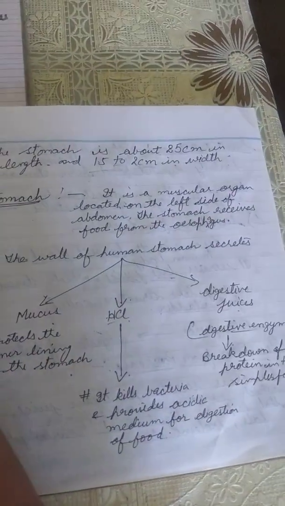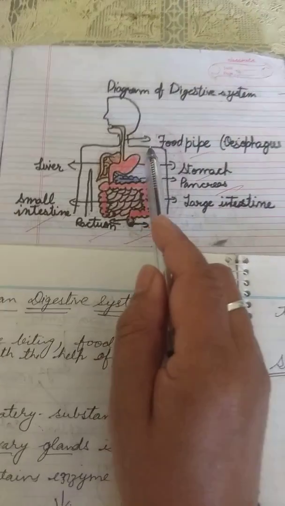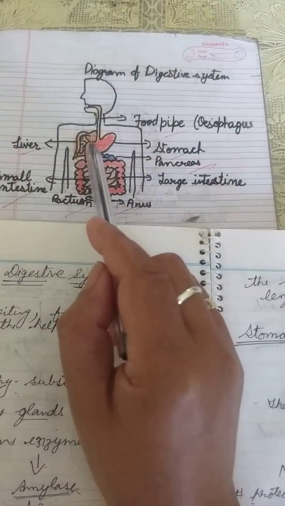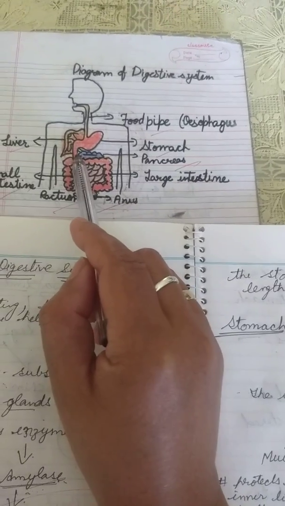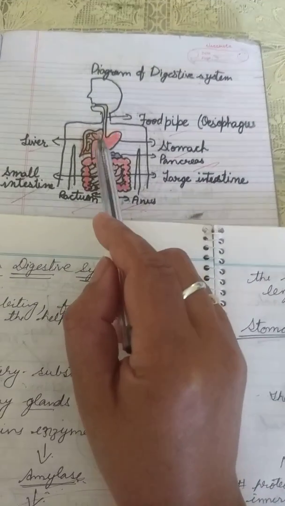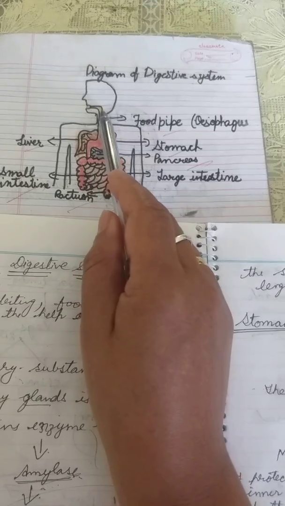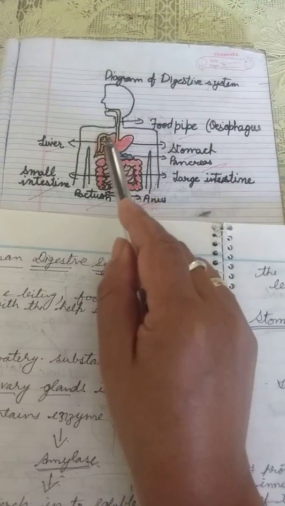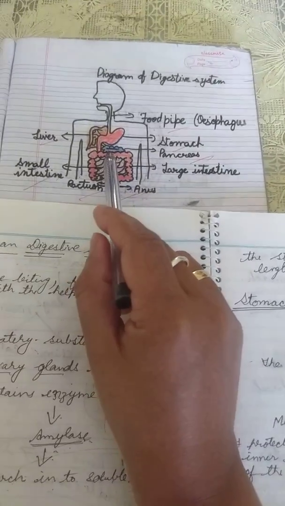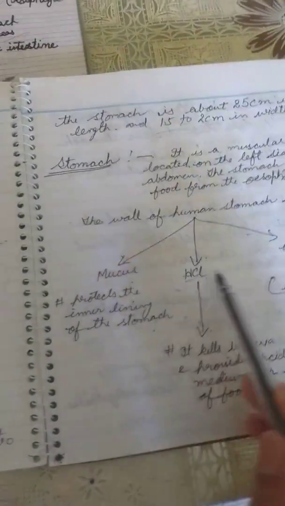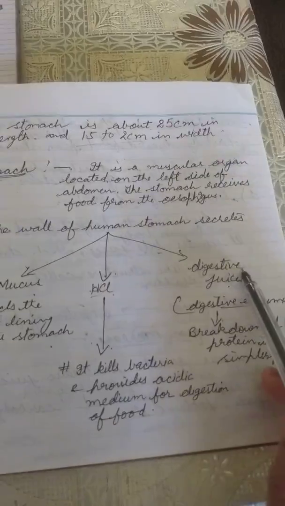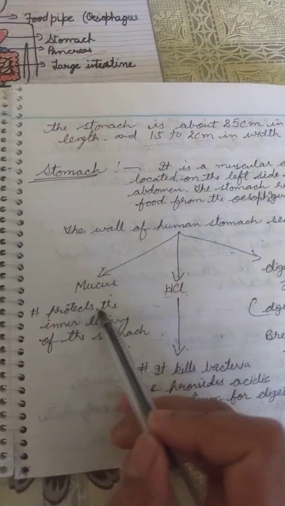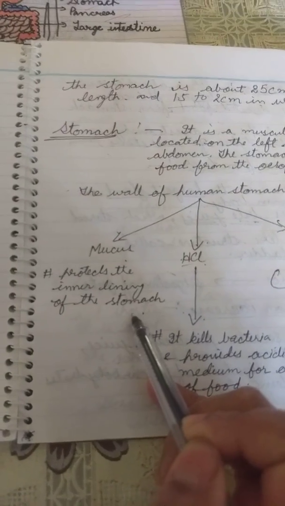Basically, what is the stomach? The stomach is a muscular organ that is located on the left side of the abdomen. This stomach receives the food from the esophagus. The wall of the stomach secretes mucus, HCl and digestive juices. This mucus protects the inner lining of the stomach.